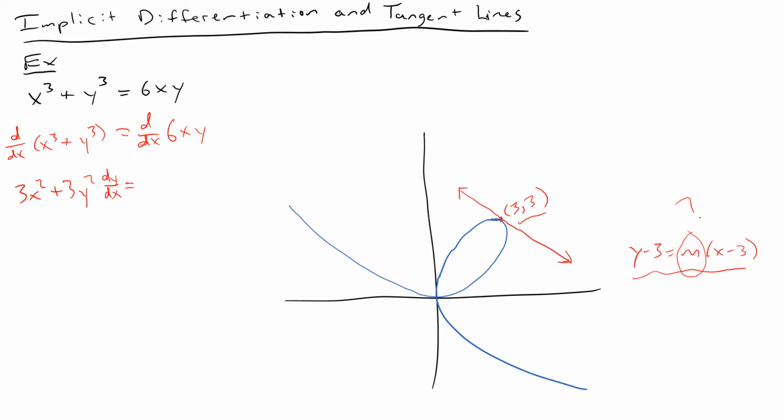On the right-hand side, we need to be careful here because this is a product. We have 6x times y. So to do the derivative properly, we need to make sure we apply the product rule. According to the product rule, we start by taking the derivative of 6x. The derivative of 6x is 6, and we leave the second function alone. Then we add to that 6x, leaving that piece alone, and now take the derivative of the second one. The derivative of y is just dy/dx.